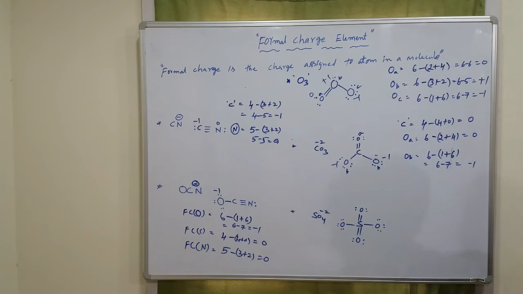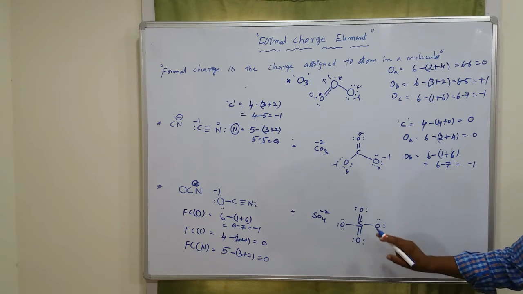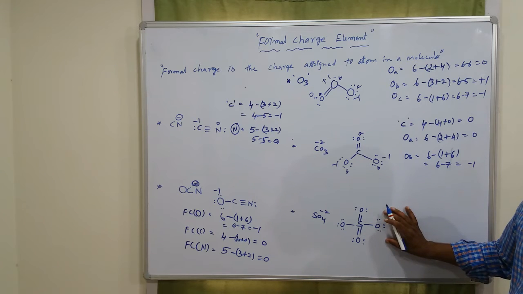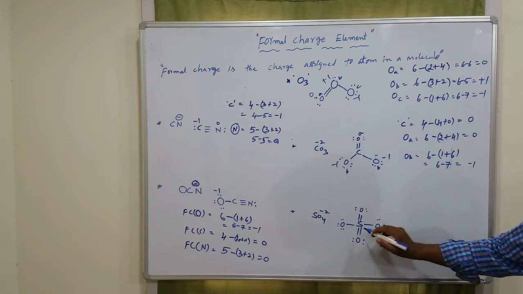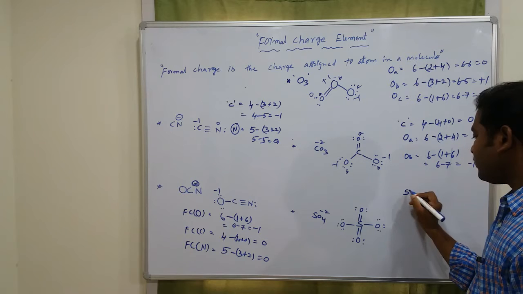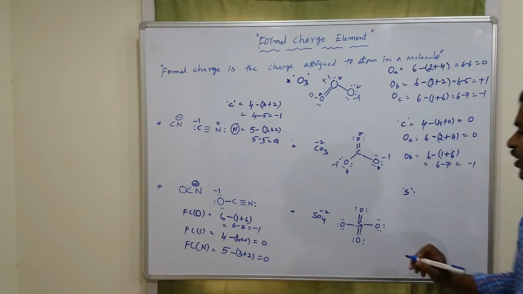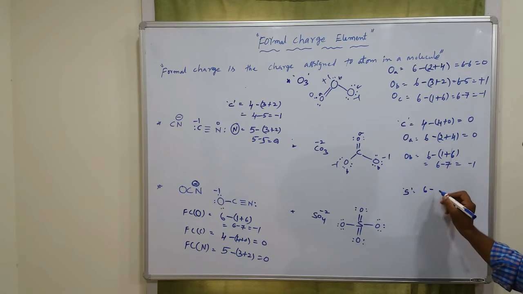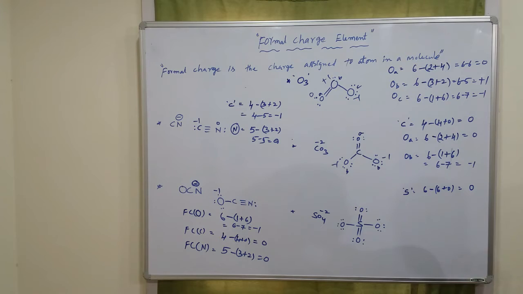So next, coming to SO4 2 minus. In this SO4 2 minus ion, to satisfy the octet rule, we can write the structure of SO4 2 minus like this. Coming to the sulfur atom, its formal charge: sulfur belongs to the 6th group, minus, around the sulfur atom there are 6 bonds only, there are no electrons, so it is equal to 0. So the sulfur formal charge is equal to 0.